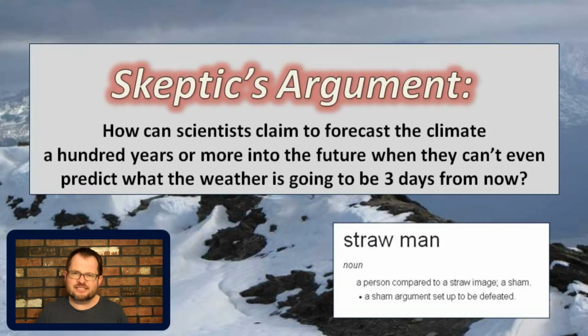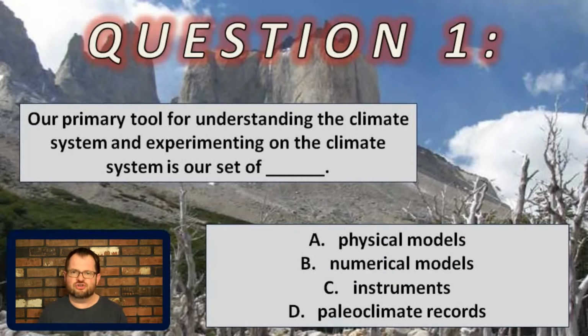But before I do that, let's take a little break. This is a fairly long lecture, and I want to break it up into little pieces. Let's just make sure we're on the same page here. Here's question 1. Our primary tool for understanding the climate system and experimenting on the climate system is our set of A, physical models, B, numerical models, C, instruments, or D, paleoclimate records. Pick from one of the 4 options below this video and get a little feedback before you move on to question 2.